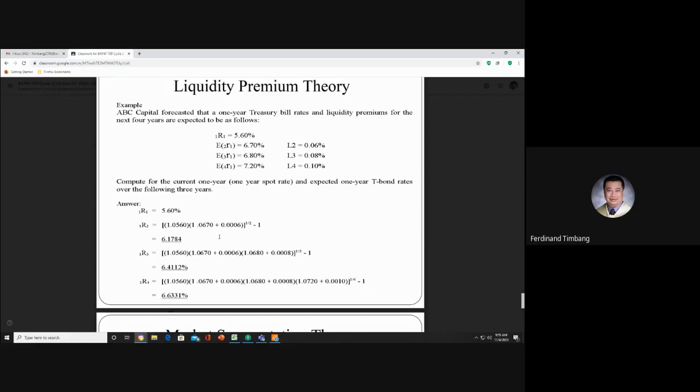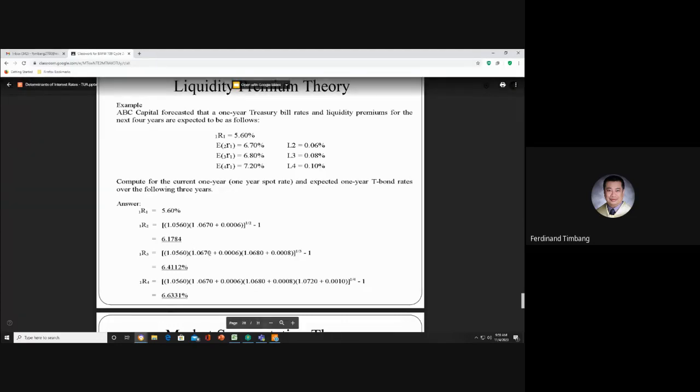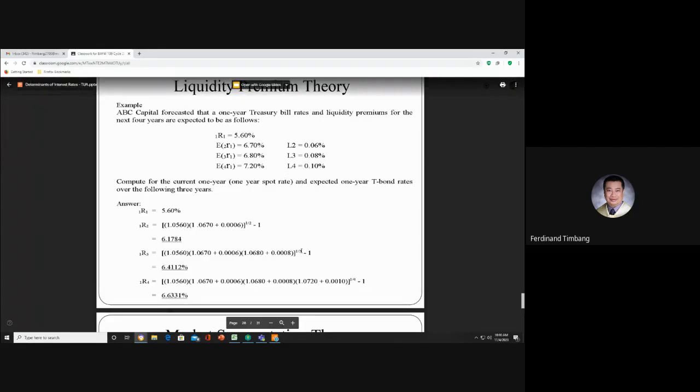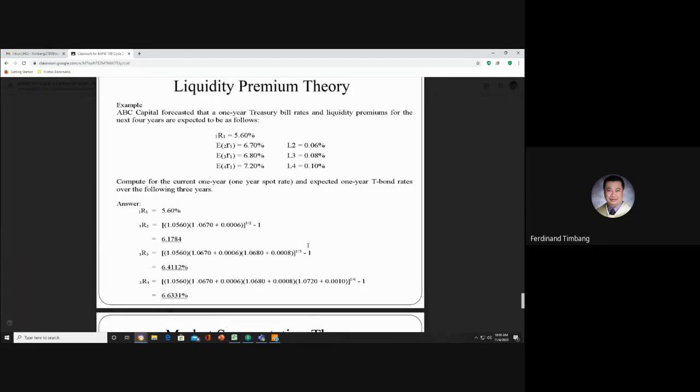Now, if it is on period 1 with 3 years maturity, so makikita nyo, meron tayong 1.060. So ulit yon for the period 2. Ito naman yung kukunin mo, yung 1.0670 plus 0.0006. And then the third one is the 1.0680 plus 0.0008. Then this time, the exponent is 1/3 kasi 3 years. And then minus 1. And then you get 6.4112%.